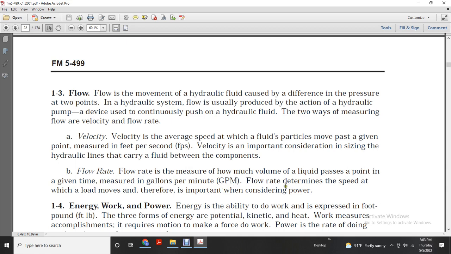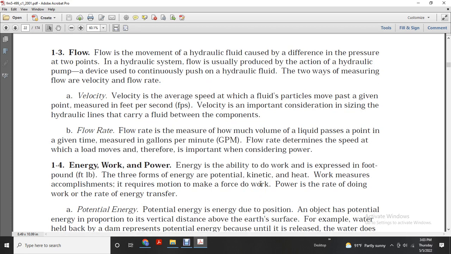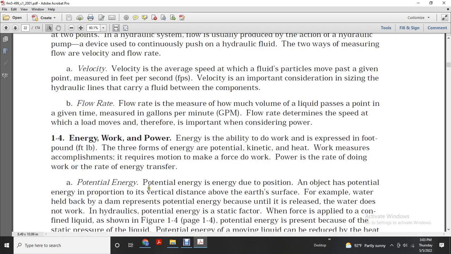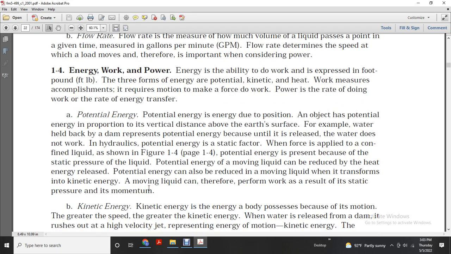Therefore, it is important to consider the power. 1.4 Energy, work, and power. Energy is the ability to do work, expressed in foot-pounds. There are three forms of energy: potential, kinetic, and heat. Work is the accomplishment measured, and it requires motion to make force do work. Power is the rating of doing work, the rate of energy transfer. Potential energy is energy due to the position of an object; it has potential energy in proportion to its vertical distance above the Earth's surface.